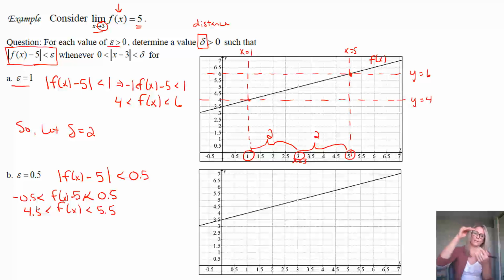So notice what it's doing is it's not quite 4 and 6, right? It's 4.5, 5.5. So we're getting closer to that limit with a smaller epsilon. So I have 5.5 here, so I'm going to do my line at 5.5. I've got 4.5, so I'll do my line there.